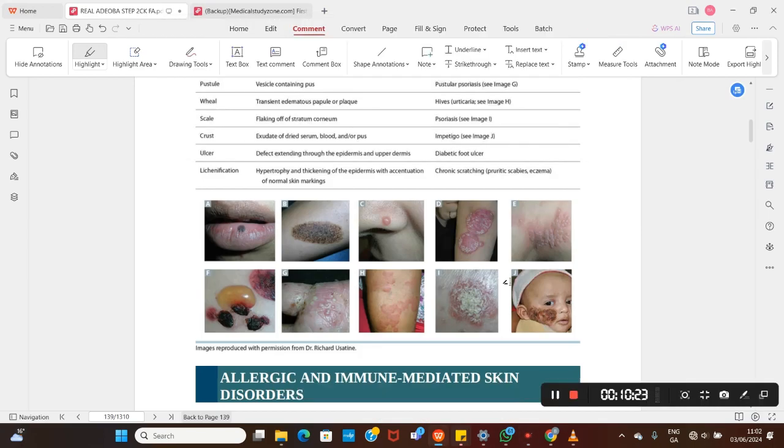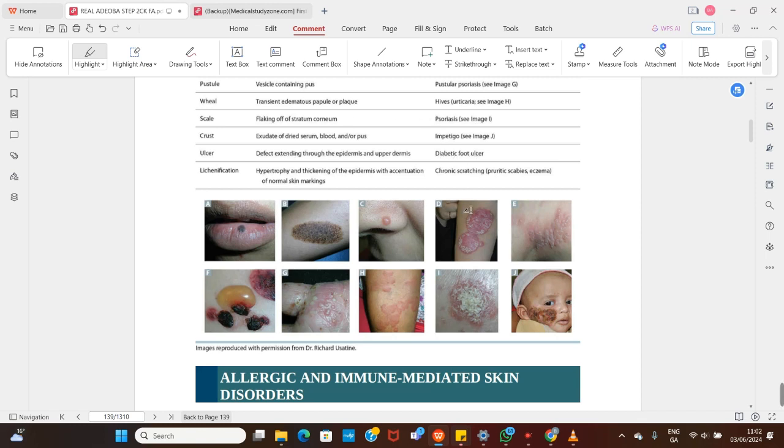Yeah. So the breakage of those lesions containing the serum, containing blood or pus, with escape or extraction of that content, and drying of the content, forms the crust. So an ulcer is just like a defect, like a break in the epidermis or the upper dermis, which you have in diabetic foot ulcer.